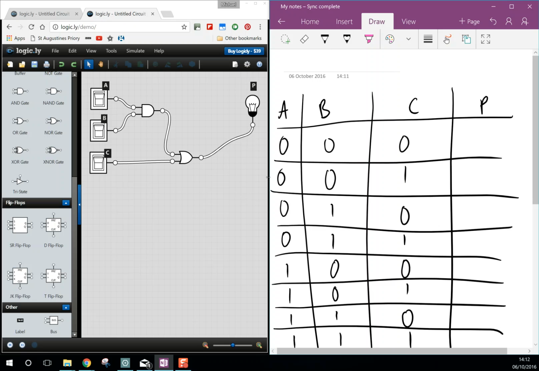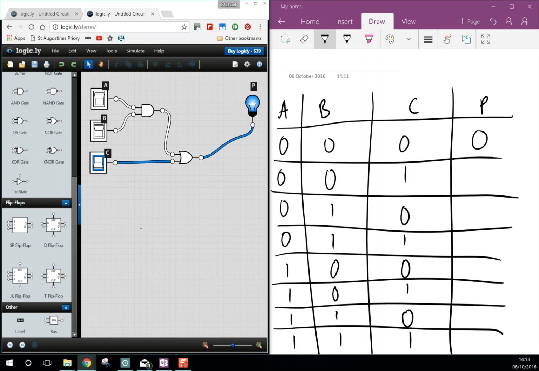So let's have a look. In the first row, we have 0, 0, 0. So A is off, B is off, C is off. And guess what? P will be off also. Let's follow this truth table. Let's turn C to positive. Now when we turn C to positive, look at the impact that it has on P. It turns it to 1.